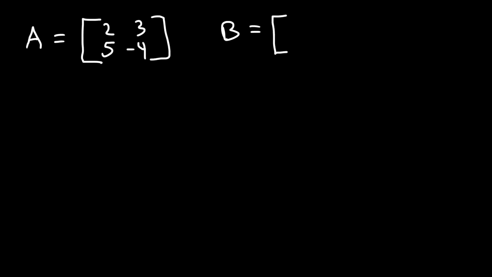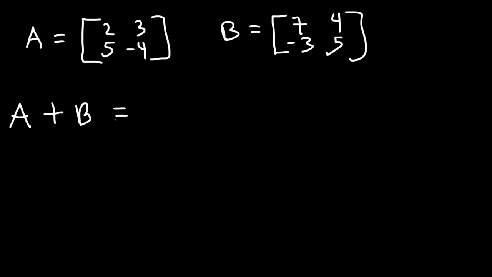Let's say we have matrix A with the numbers 2, 3, 5, -4, and matrix B, which is 7, 4, -3, and 5. What is the sum of matrix A and B? If we're adding those two matrices, all we need to do is add the corresponding elements. And by the way, if you have a 2 by 2 matrix, you can only add it to another 2 by 2 matrix. The number of rows and columns must be the same when adding matrices, or subtracting matrices as well.